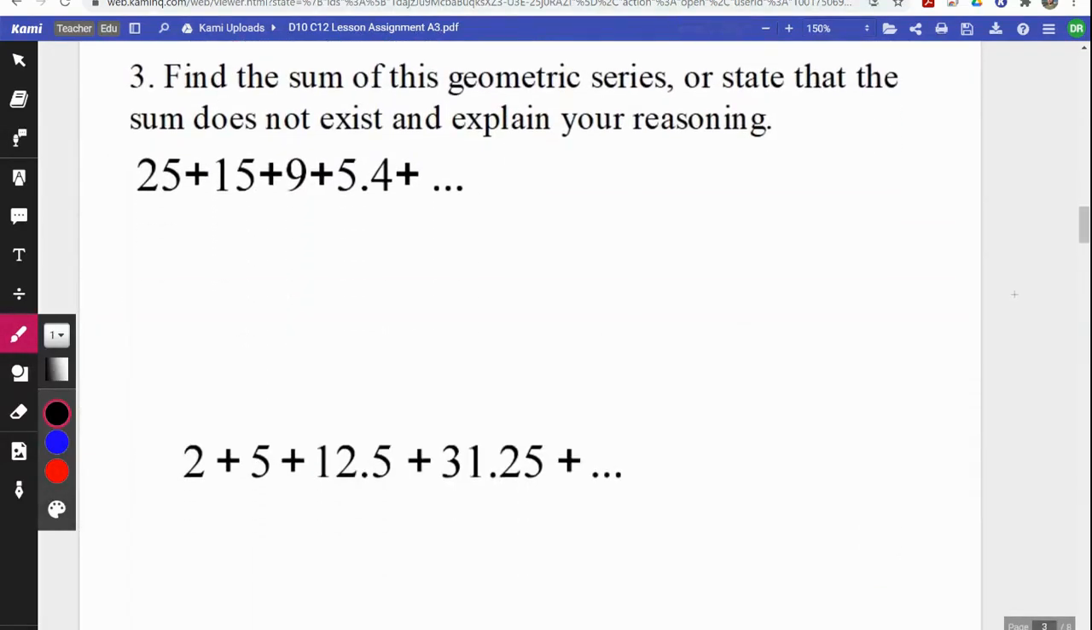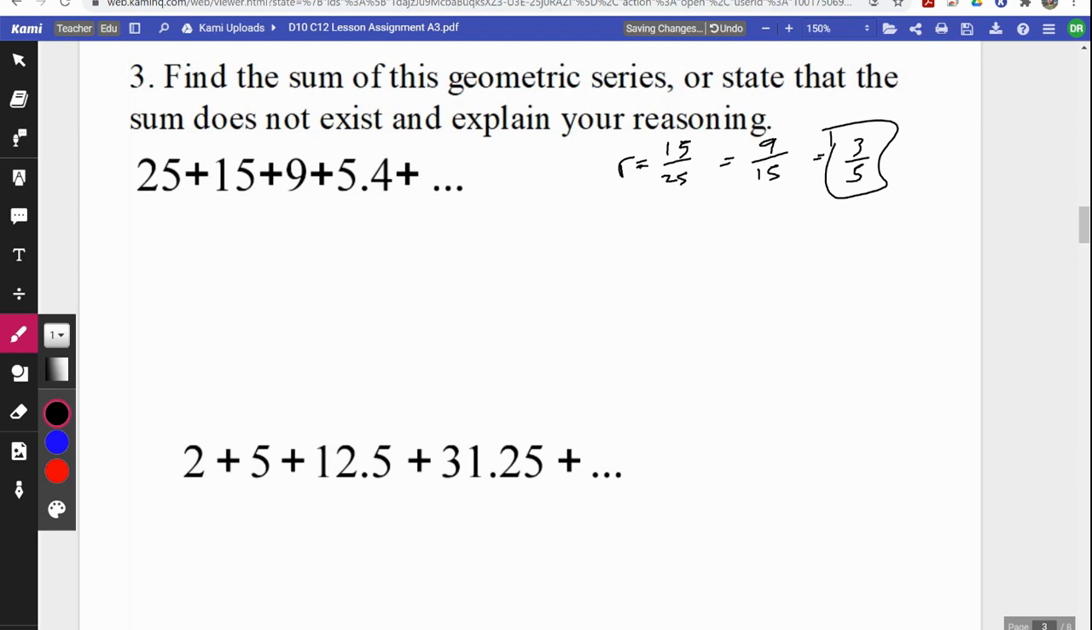Find the sum of this geometric series, or state that the sum does not exist, and explain your reasoning. All right. First of all, we want to confirm that this is geometric, because we would need to find r either way. So it would be 15 divided by 25, or 9 divided by 15, and we should get... we take out a 5, it would be 3/5. Take out a 3, it would be 3/5. So 3/5 is our r value.